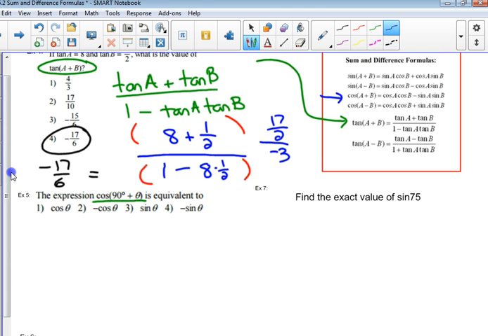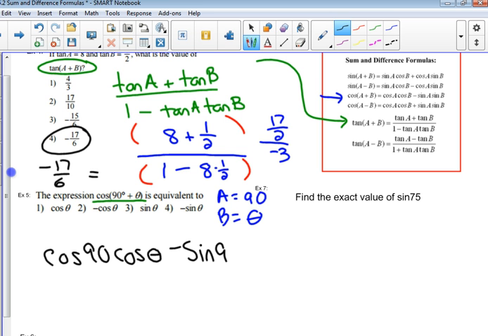Good, nice, Rita. Good job. Cos A plus B. All right, you just have a different value for what the A and the B are here. What do you guys think the A is in this? 90. Good. What's the B? Theta. Good. So, again, just be careful. Write it down carefully. And instead of the A, I'm going to put a 90 in, so it's ready to roll in our formula. So, cos 90 cos theta minus sine 90 sine theta.